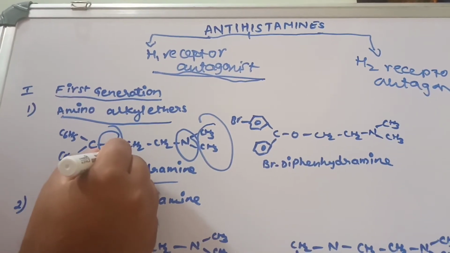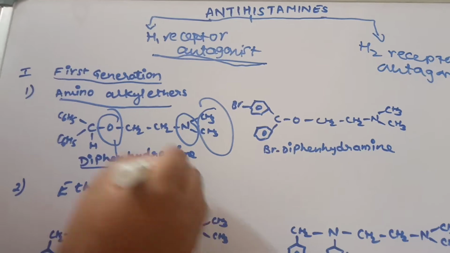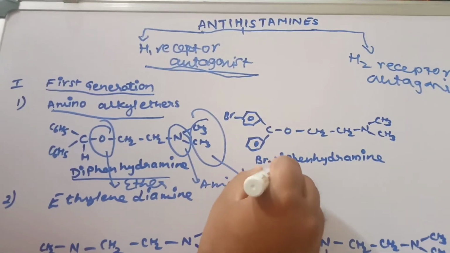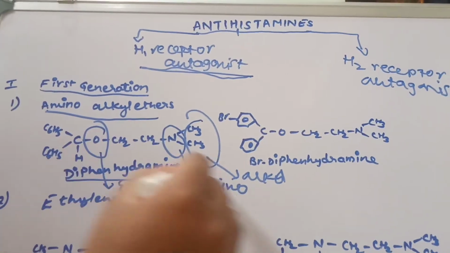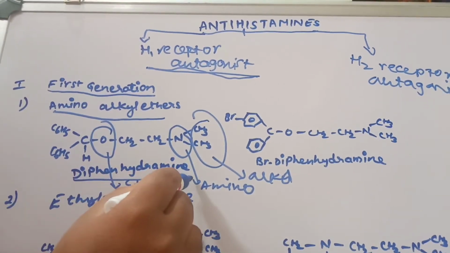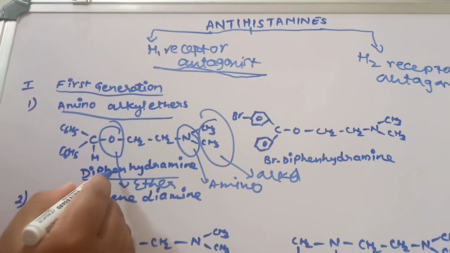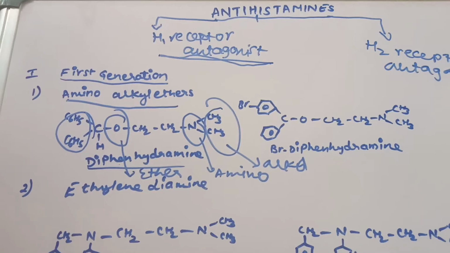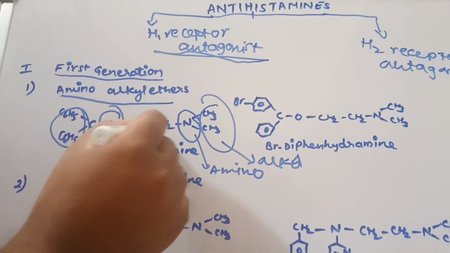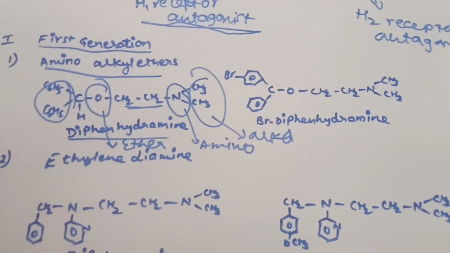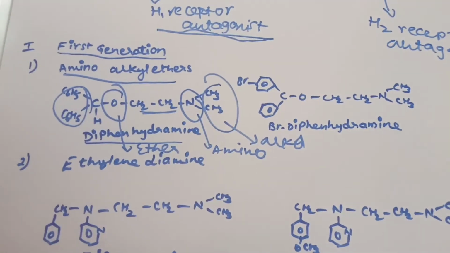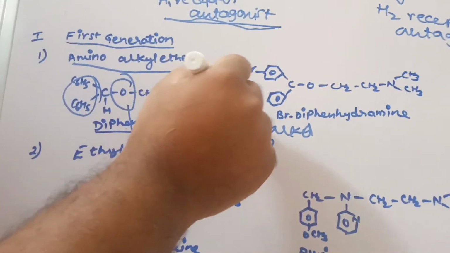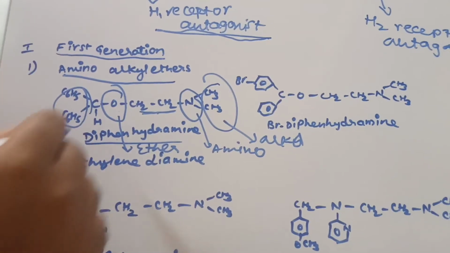It means there is an ether linkage here, there is an amino group, and there is an alkyl group. That's why they come under the category of amino alkyl ethers. In this we have diphenhydramine. Diphenhydramine, by the name itself, indicates diphen, meaning two phenyl groups. On this particular carbon there are two phenyl groups, and this nitrogen is separated by an ethylene group, two carbon groups. So the structure of diphenhydramine has two phenyl groups, an ether linkage, ethylene, and an N,N-dimethyl amine. So it is called diphenhydramine.